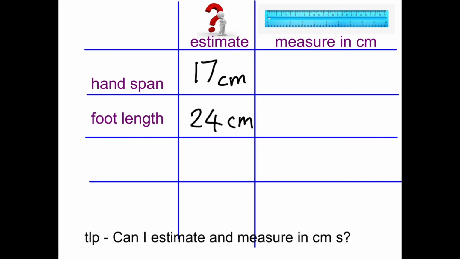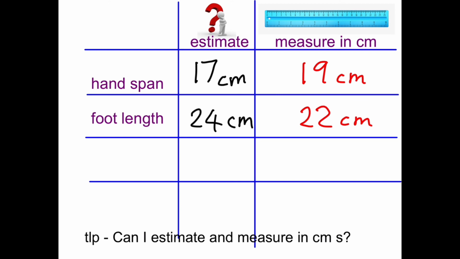So I can fill my chart in. Now I've actually measured it. So my hand span was 19 centimetres, and I also did my foot. My foot was only 22 centimetres and on a size 3. So my foot might actually be the same size as some of your feet. So if you look, you can then see how close, how good your estimates were.